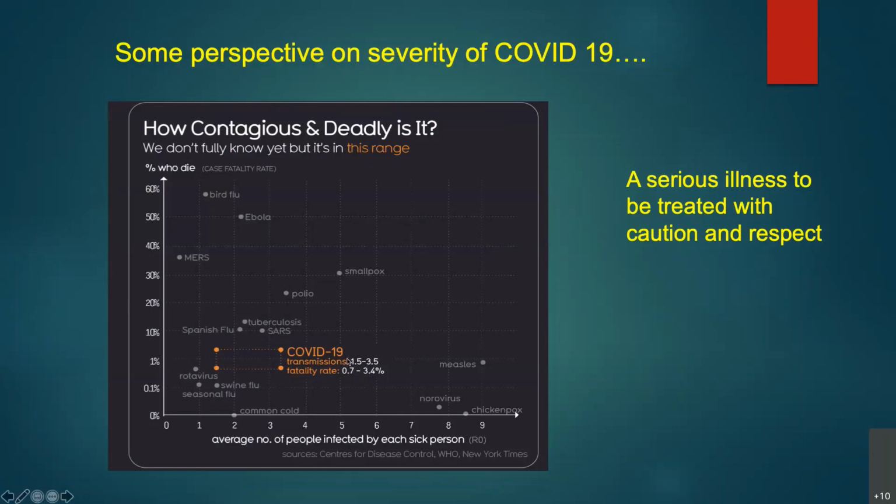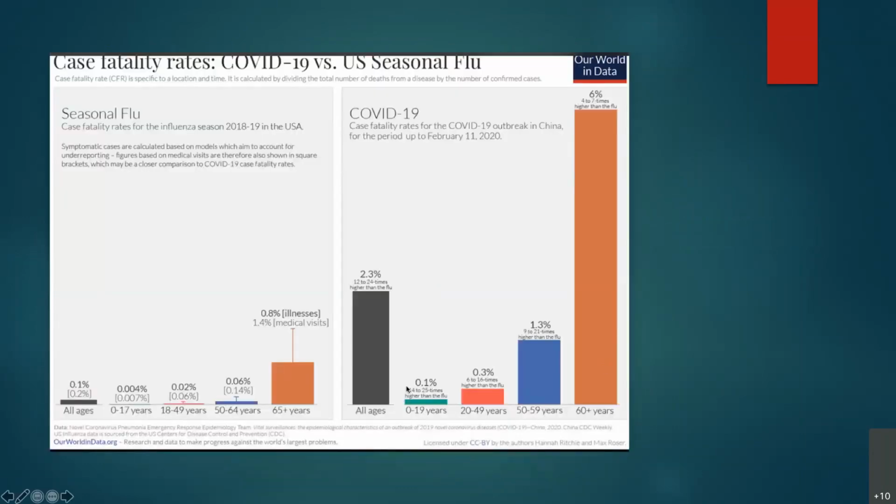So on we go. This is simply a look at the case fatality rates for seasonal flu versus COVID-19. Not too surprising, because we've already talked about some of this, but more importantly, if you look on the right-hand portion of this chart, you see how high the rate is for those who are 60 years old and older, between 6 and perhaps 8 times more serious, more lethal.